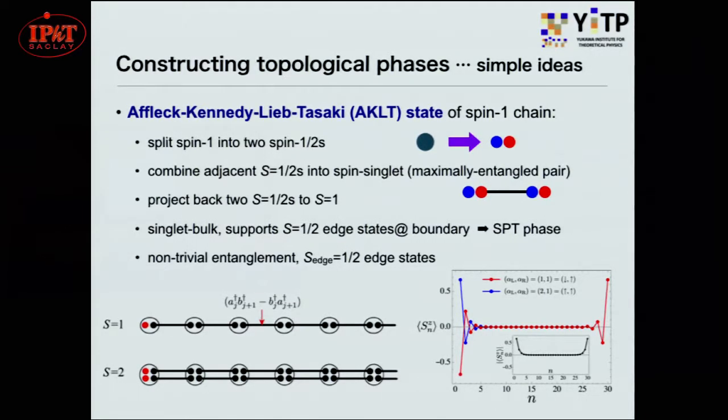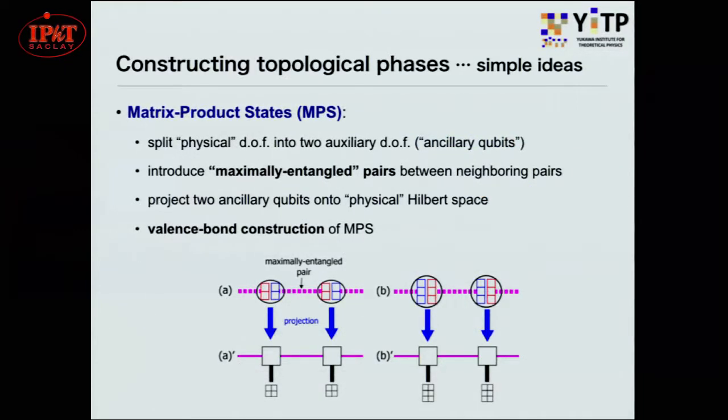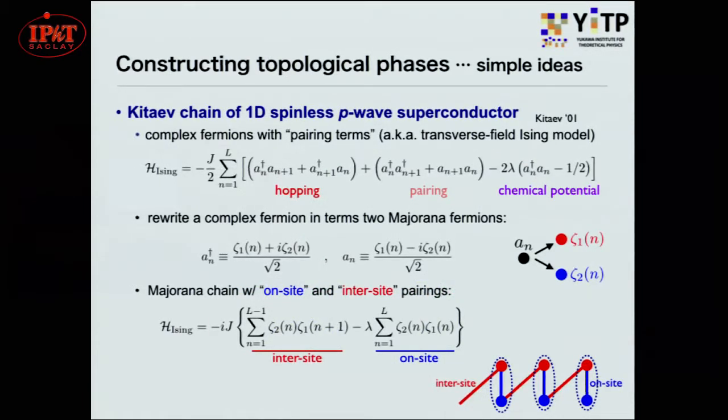Okay, so a similar strategy works for constructing other lightly entangled states by using the matrix product state construction. We prepare some physical degrees of freedom and divide these degrees of freedom into two pieces, and then connect them into singlets or maximally entangled pairs to make an entire state. So this is one way of constructing a topologically non-trivial state starting from simple physical degrees of freedom sitting at each site. Okay, so the second example is the so-called Kitaev chain, a one-dimensional spinless p-wave superconductor.